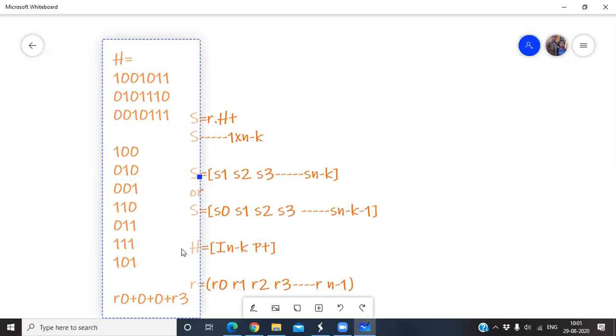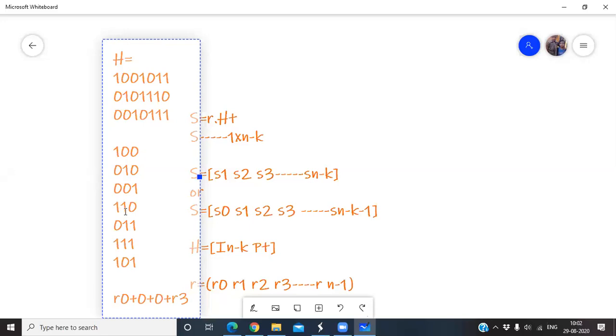Now my point is, the size of the identity matrix is n minus k, and n minus k equals 3. When you go for this identity matrix, the first element is 1, the remaining two elements are 0. Suppose you go for an 8,4 block code, the identity matrix is a 4 by 4 matrix: 1, here 0, here 0, here 0. So here n minus k equals 3. R0 into 1 is R0, R1 into 0, R2 into 0, then R3. So that is Rn minus k, into the starting element of the submatrix.